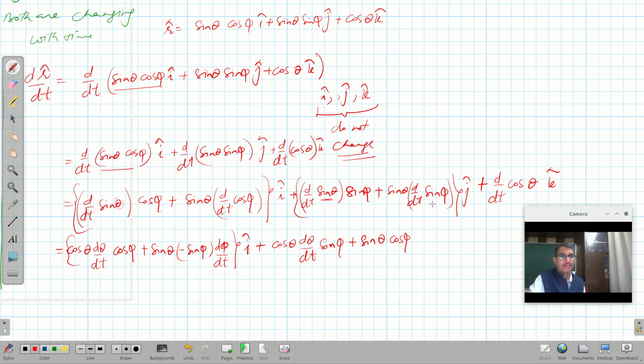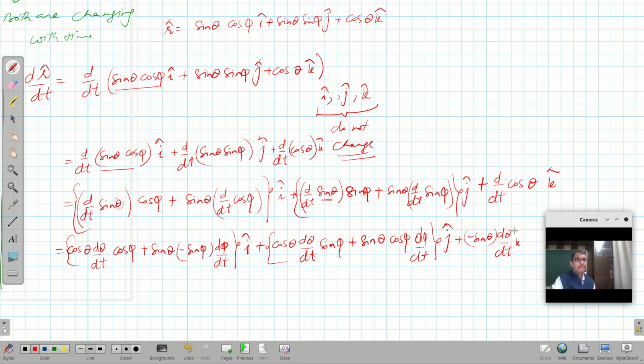So this derivative will be cos phi, and the d phi over dt will remain as it is, and the whole will remain as a j cap, plus cos of theta. Derivative of cos theta will be minus sine theta, and again d theta upon dt, it's a k cap, right?